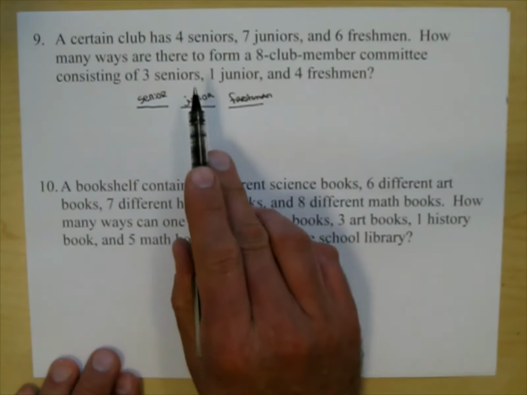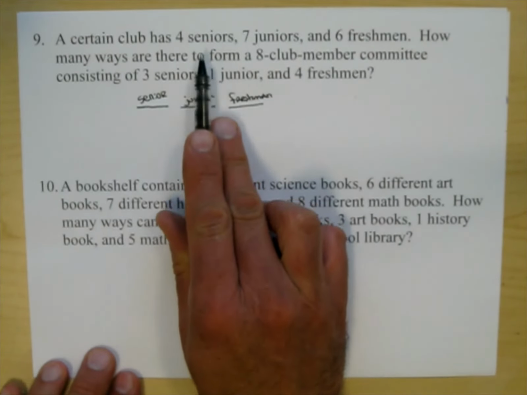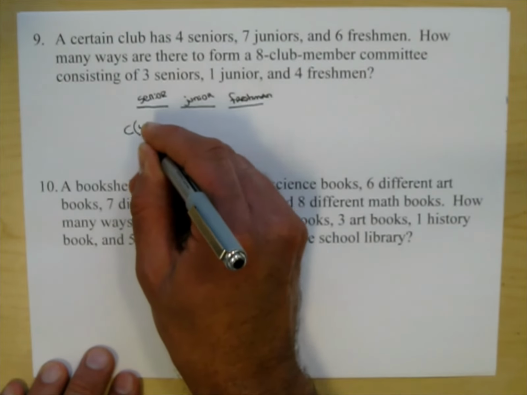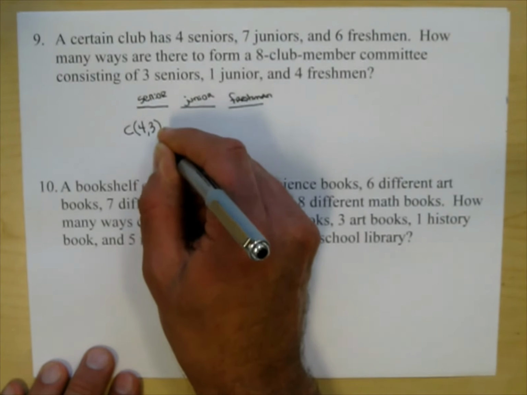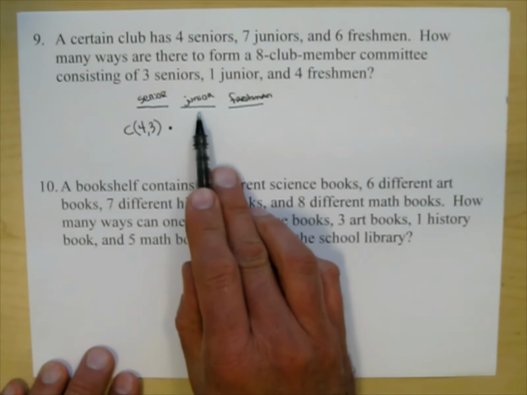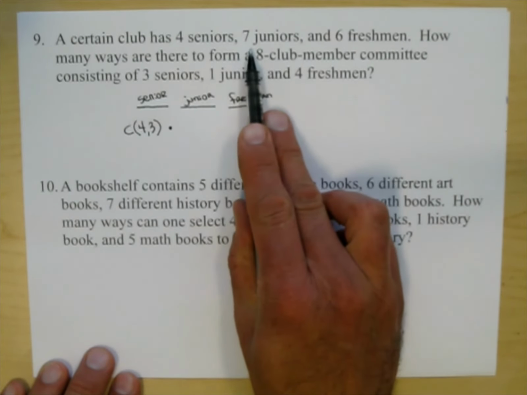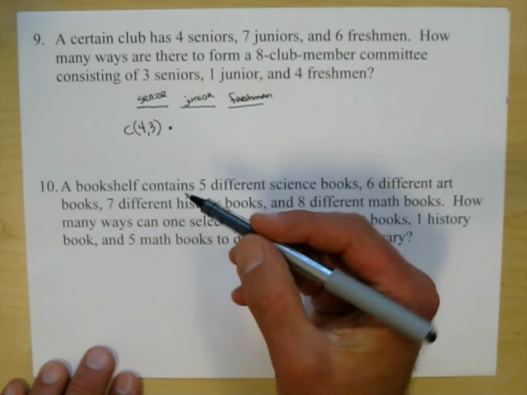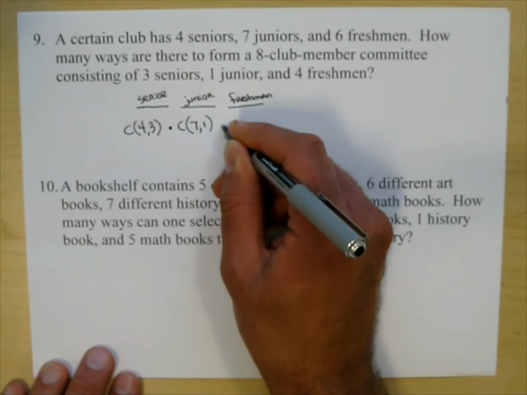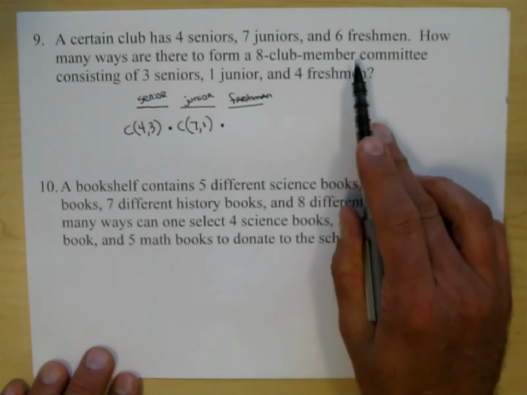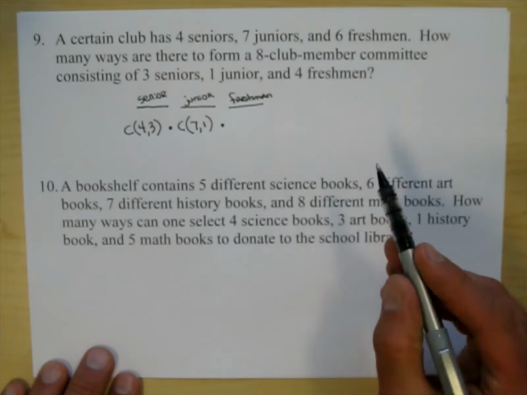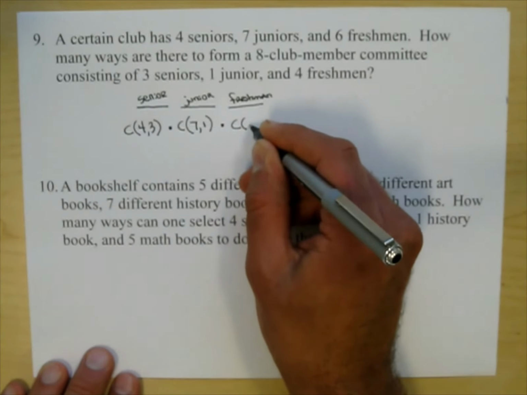Okay, so 4 seniors, we want to choose 3 seniors. So in choose talk, that is 4 choose 3. Okay, we're doing slots here, so this is going to be multiplied by... Now I'm going to choose the juniors. 7 juniors, choose 1. And then we multiply that by the freshman selection. 6 freshmen, choose 4 of them. 6 choose 4.